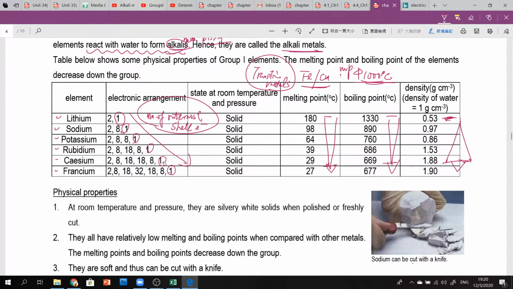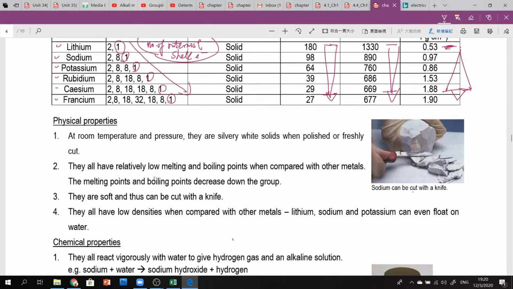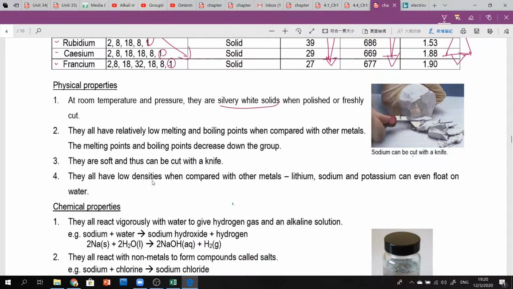So these are the findings for group 1 metals. At room temperature and pressure, they are silvery white solids when polished or freshly cut. But once you see the diagram, you will see the outer layer here is just a metal oxide. It will give you a dull color.